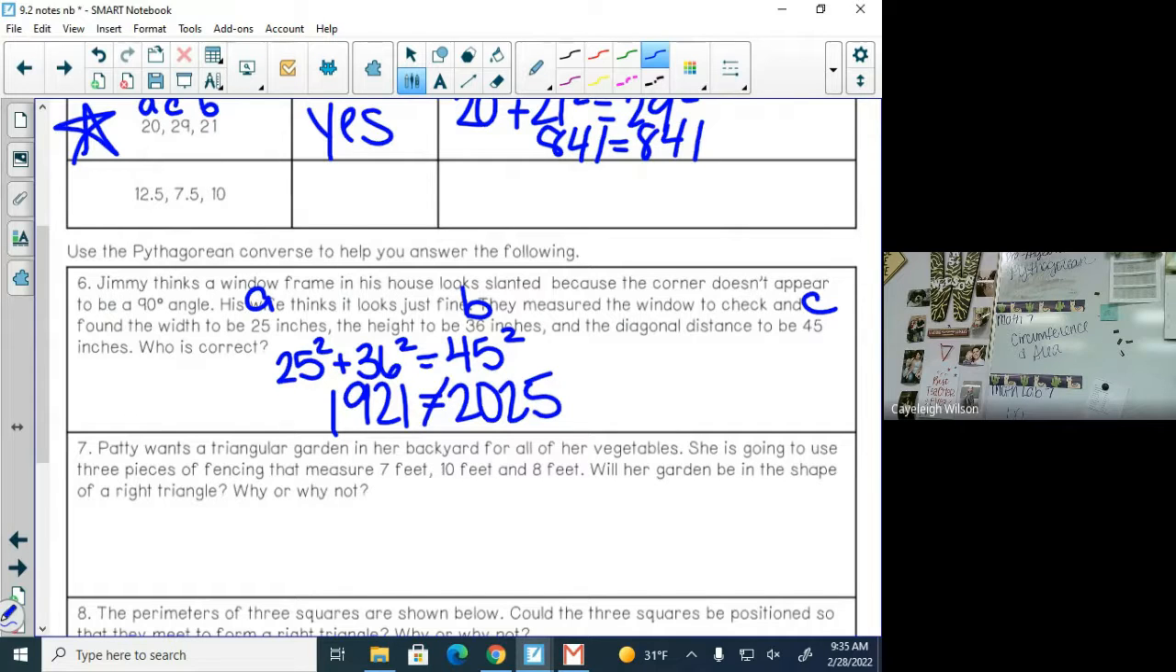So is Jimmy correct or is his wife correct? Jimmy. Wrong. Your wife's always correct. Yeah, that's what I was going to say. Jimmy's correct because it is not a 90-degree angle, because they're not equal. All right, try number 7.